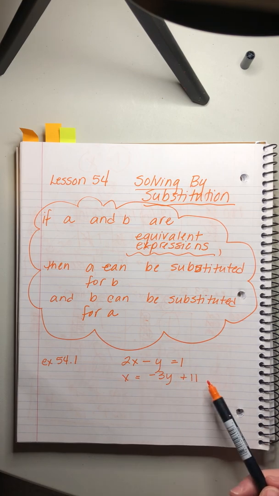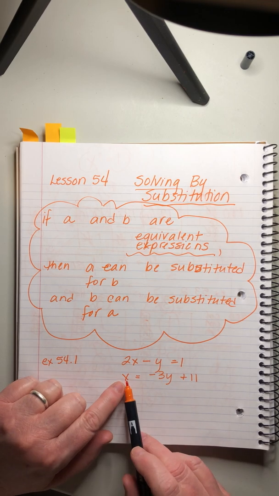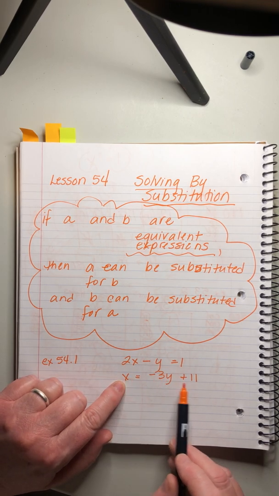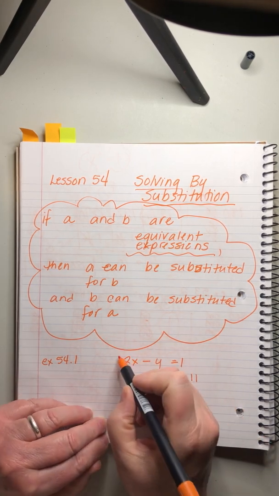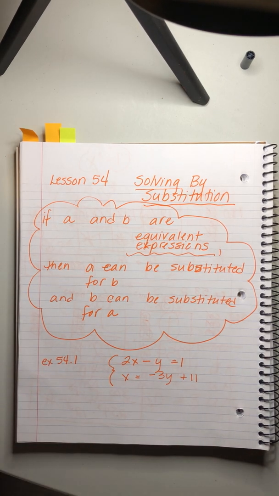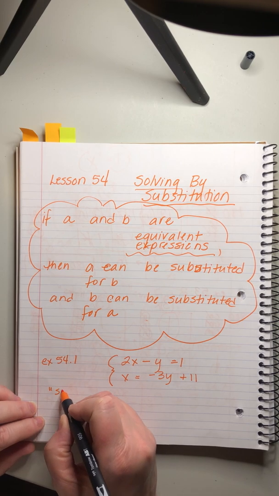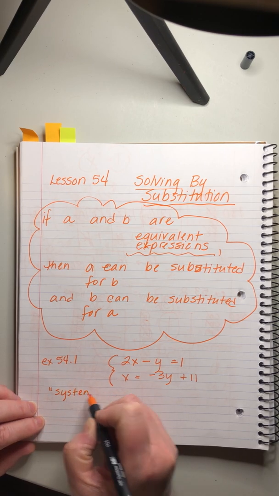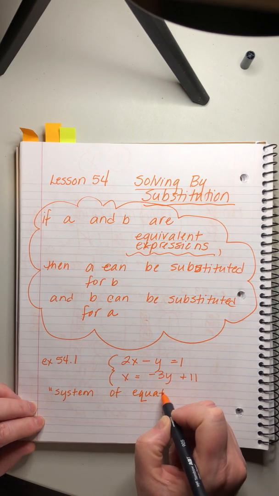Notice these guys are mixed up. They're not in the same shape. Right here we have the x and the y on one side, the number over there. Here the x is by itself, and the y and the plain number are over there. Don't let that bother you. When you see this shape, a parenthesis around the front of those equations, that tells you something important. It tells you this is called a system of equations. That's the fancy name for it.